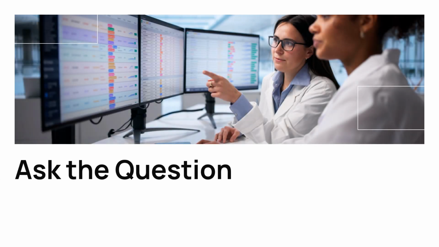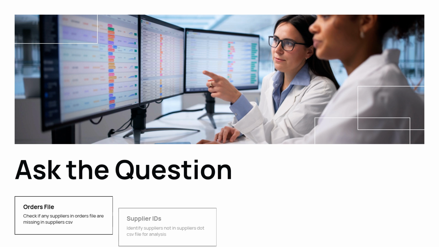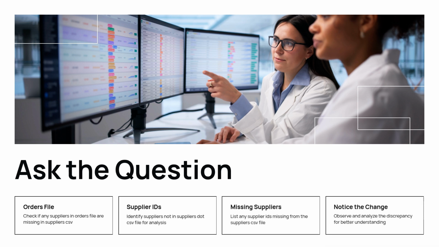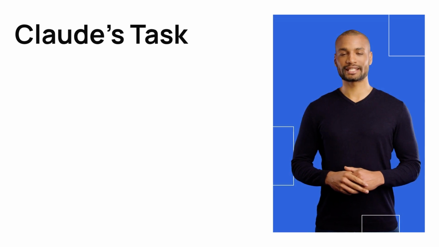Without quitting Claude, ask the question this entire lesson has been building towards. Look at orders.csv. Are there any suppliers in the orders file whose supplier_ID does not appear in suppliers.csv? If yes, name them. Stop and notice what just happened. You asked Claude to join 2 files, find every row in one that has no matching record in the other, and list the orphans by ID.